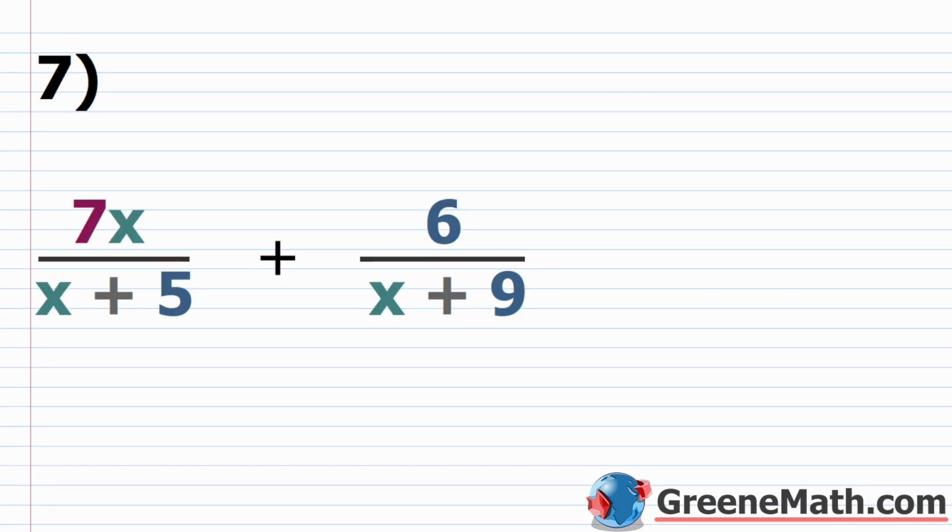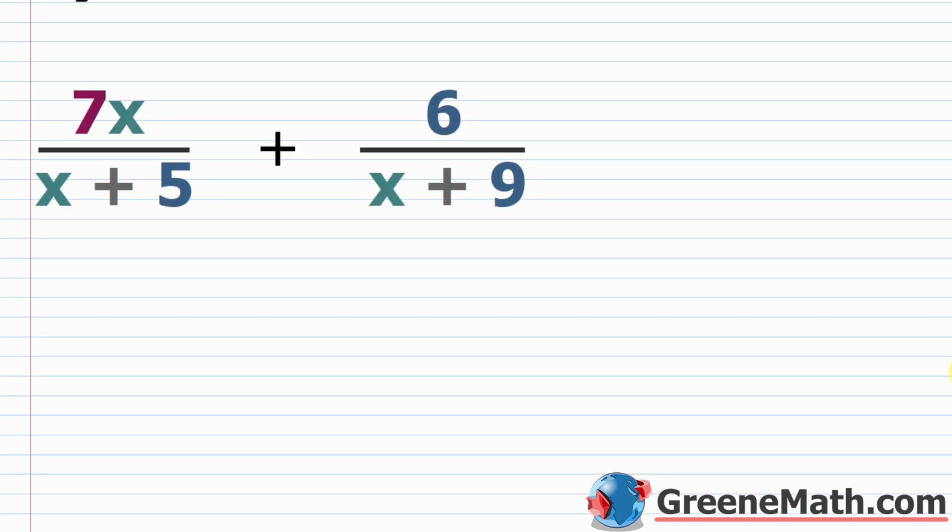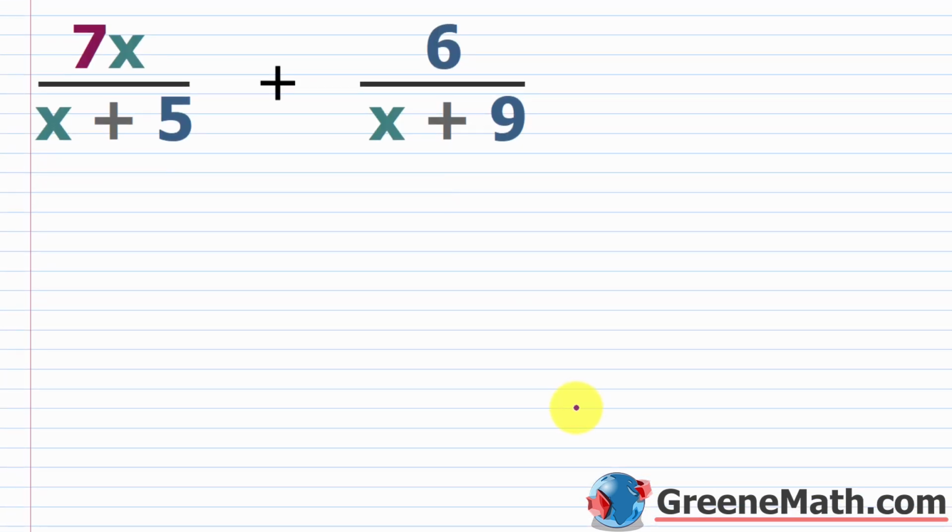Okay, let's look at problem number 7. So we have 7x over x plus 5, plus we have 6 over x plus 9. So let me slide down here a little bit and see what we're working with. So again, it's just going to be the product of the two denominators for the LCD. Can't really pull anything out, can't really simplify. So let's just take 7x and multiply by the quantity x plus 9. So again, this guy needs to multiply by this guy.